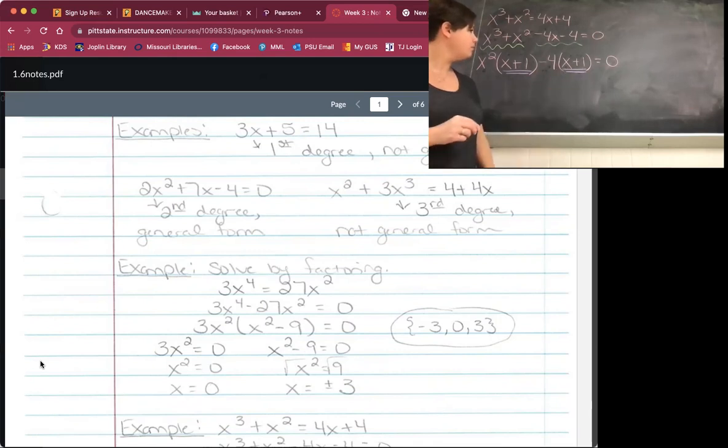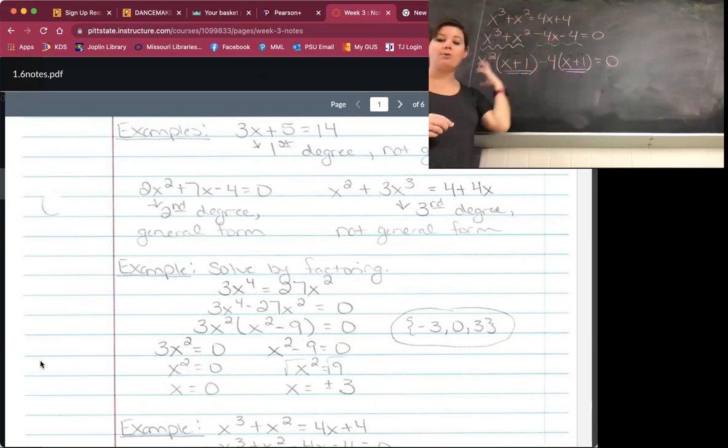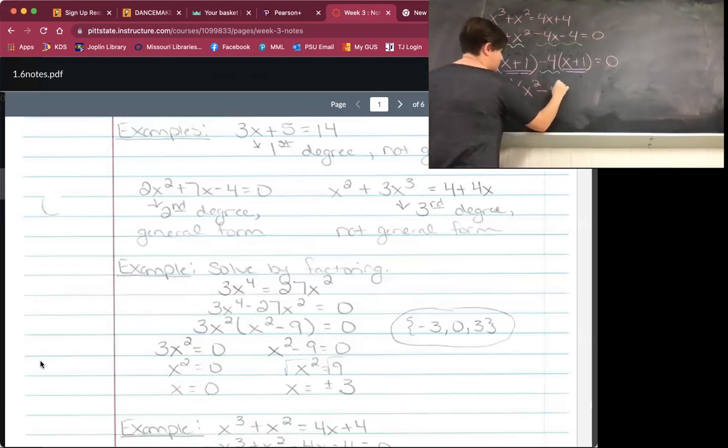And you would. So we now have x squared times x plus 1 minus 4 times x plus 1. Now we can pull out that x plus 1 because this term has an x plus 1 and this term has an x plus 1. So I can pull out the x plus 1, and that's going to leave me with what's out front. What's out front is now going to go in my second parenthesis. So that'll be x squared minus 4.